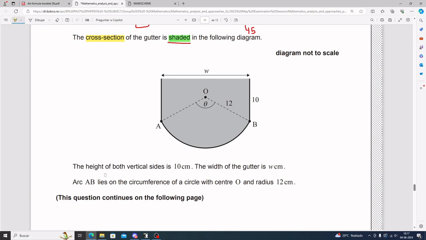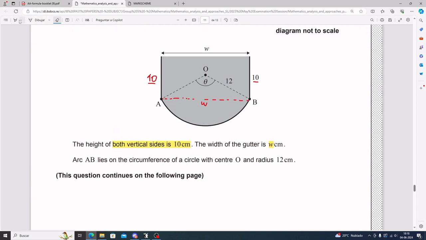They tell us that the height of both vertical sides is 10 centimeters. So if you have 10 over here, that means you have 10 over there. And that the width of the gutter is W centimeters. So there's a W that goes from here to here, which we can immediately notice means you also have a W that goes down here. It's the same W, because all along the line you have a bunch of W's if you put them above or below. So the W up here is the same as the W down there. That's going to be very useful down the line.